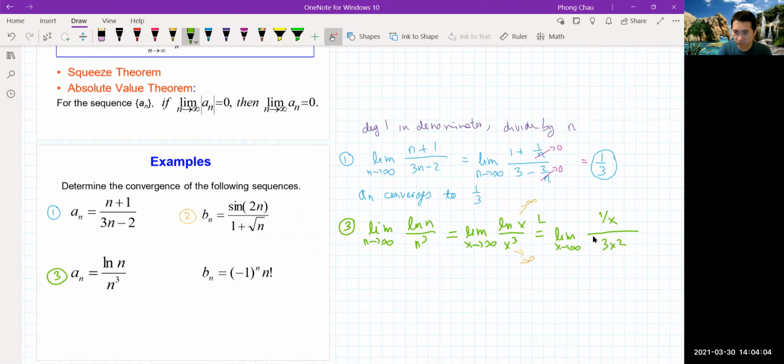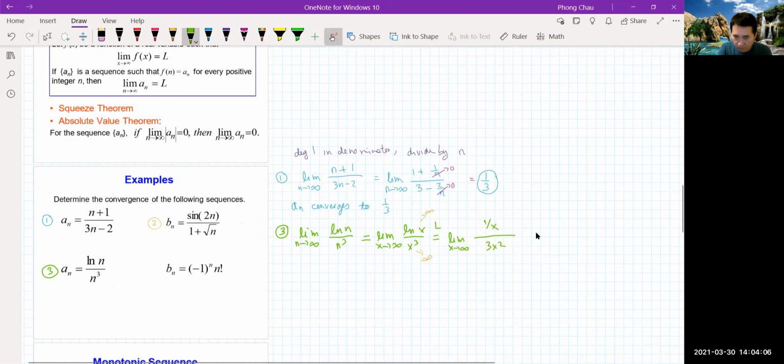So when you simplify this, you would have the limit of 1 over 3x cubed as x approaches infinity. What do you think from here? X getting large, a fraction getting small, approaches 0. So your answer is 0. Right?